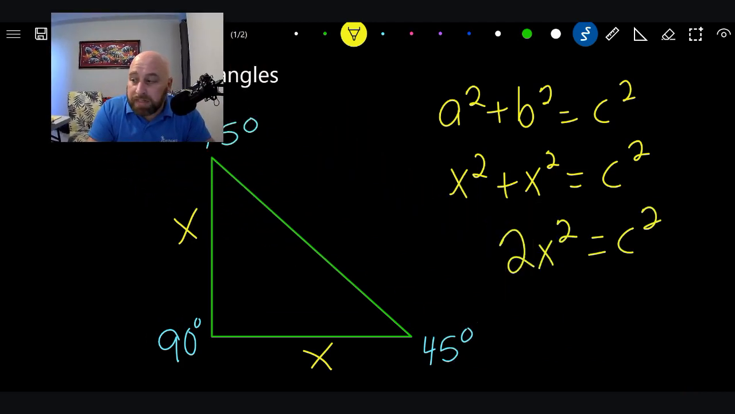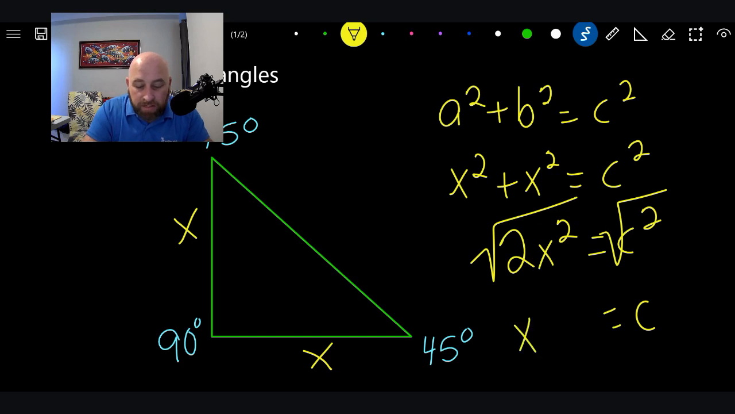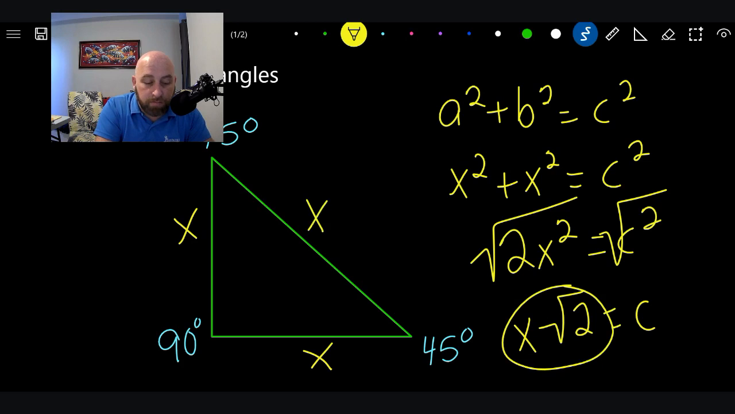How are we going to get that by itself? Well, remember, we're trying to find out what c is. So how can we do that? Well, we can square root this, right? So what happens when we square root that? The c comes out, and what else comes out? Look, the x comes out. So the x comes outside, and the 2 stays inside. The solution to the hypotenuse is x square root of 2. x square root of 2. And we use the Pythagorean theorem to prove that.